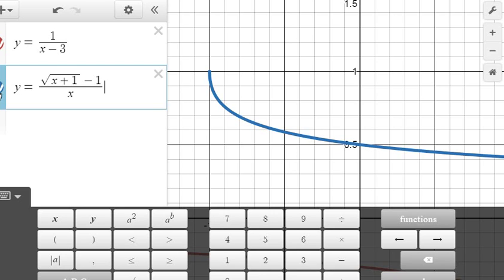And here's where we're going to be a little bit clever. I'm not going to FOIL this all out. I know that when I FOIL this out, I'm going to get a squared minus b squared. What's a squared going to give me? X plus 1. And then give me a minus b squared. What's b squared going to give me? 1. Good. Now in the denominator, I'm not going to distribute. I'm going to leave this all together. Just leave it as x times quantity square root of x plus 1 plus 1.